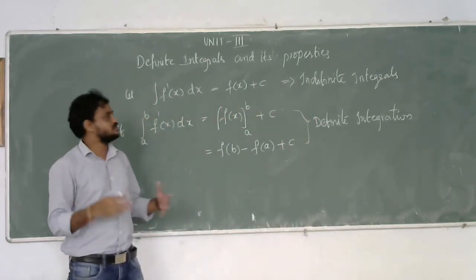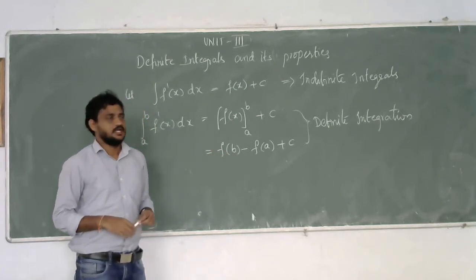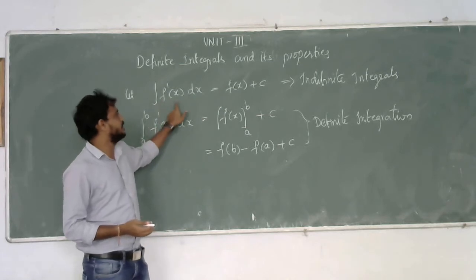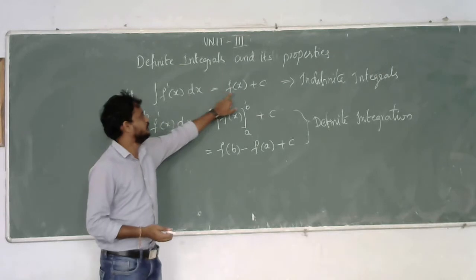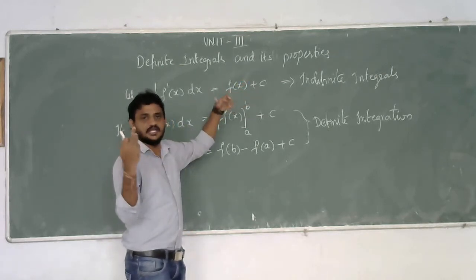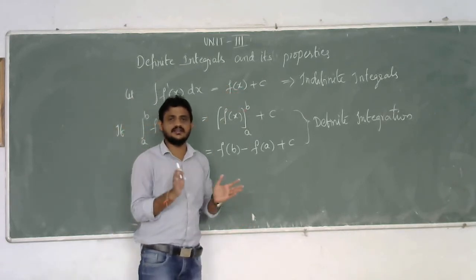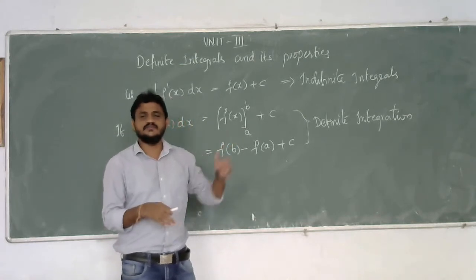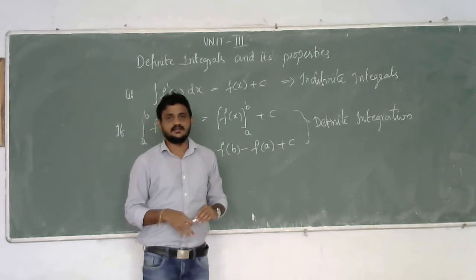What is the difference between indefinite integration and definite integration? If you observe, in indefinite integration we are doing integration with respect to x. After integration, we got f of x plus c. In place of f of x, we can take any value. Here f of x is like a variable. That means we don't know the exact value of that function. So that is indefinite integral.